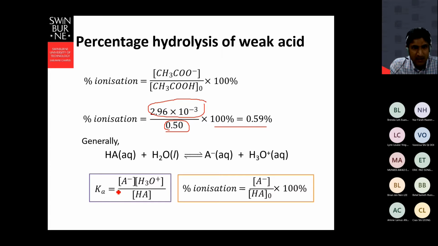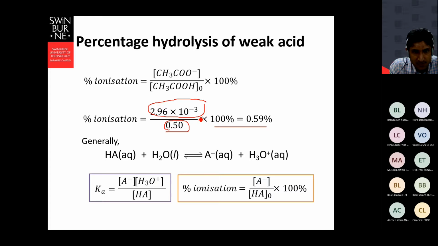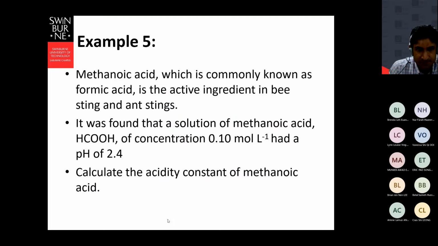So our assumption that we considered here, 0.5, is correct. If it is more than 5% dissociation, then we have to consider minus x, and that is something we will learn later, not here.